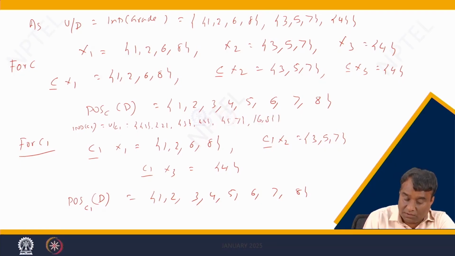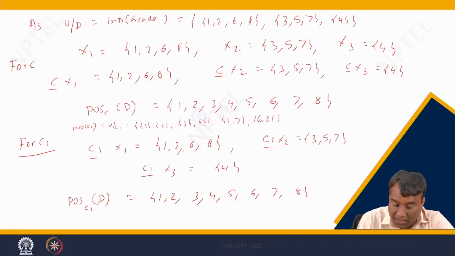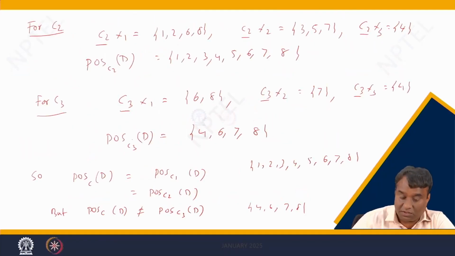So this is x1, this is x2. Now here 1 2 6 8, and for x2 it is 3 5 7, and for x3 it is 4. So here also you get 1 2 3 4 5 6 7 8. That is the union of all lower approximations. For C2, the lower approximation for x1 is 1 2 6 8, then also 3 5 7, and 4. So here we get the positive region of U by D with respect to C2. It is 1 2 3 4 5 6 7 8.